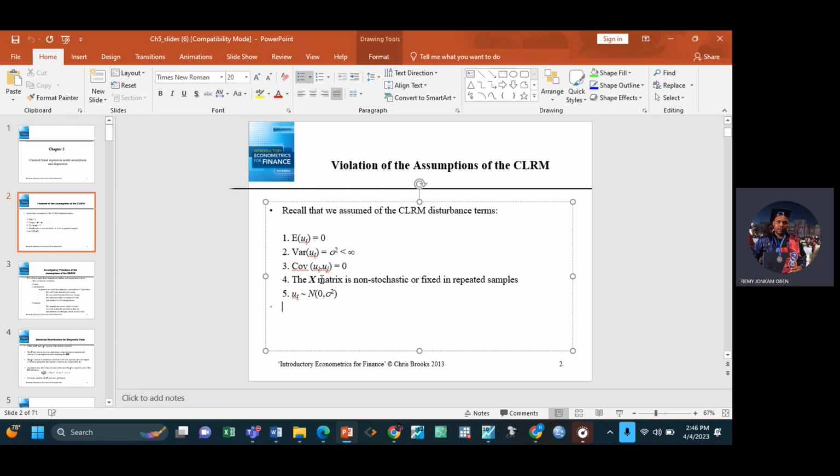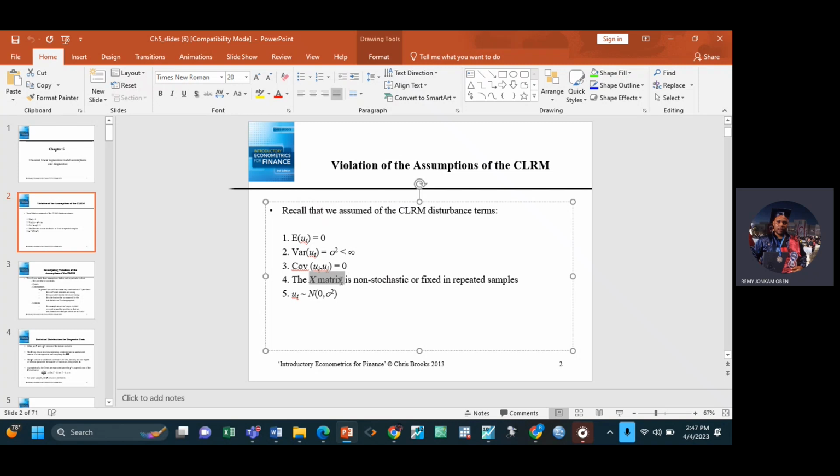Sorry. So this is trying to tell us that there should be no autocorrelation. This is telling us that there should be homoscedasticity. This is telling us that the expected value of the error term should be 0. The X matrix is non-stochastic or fixed in repeated samples. By the way, by X matrix, we are talking about the regressors.